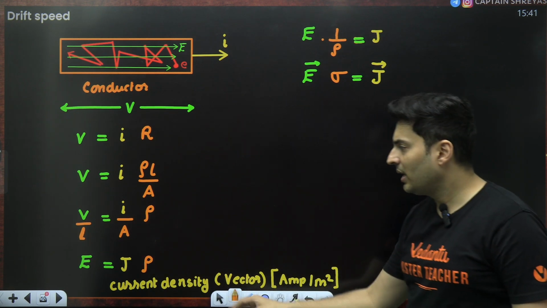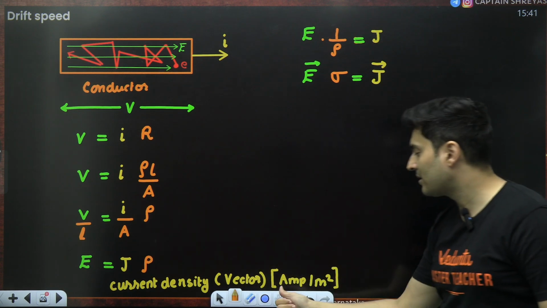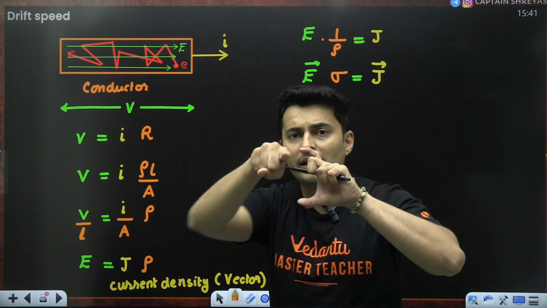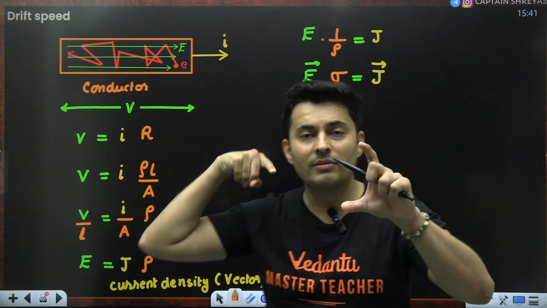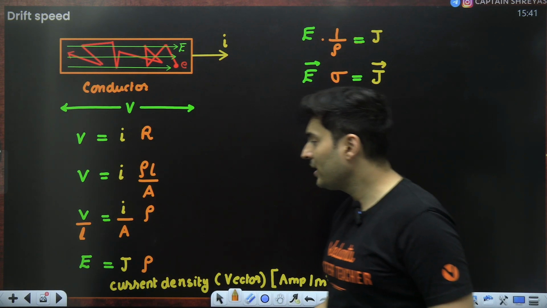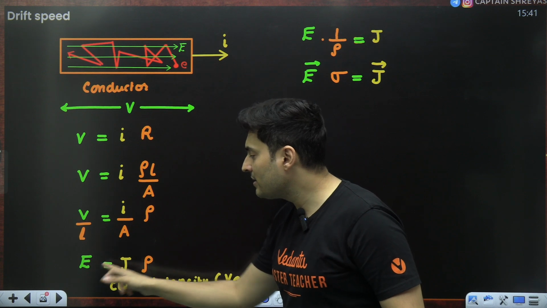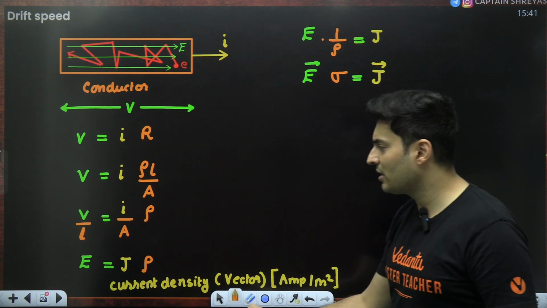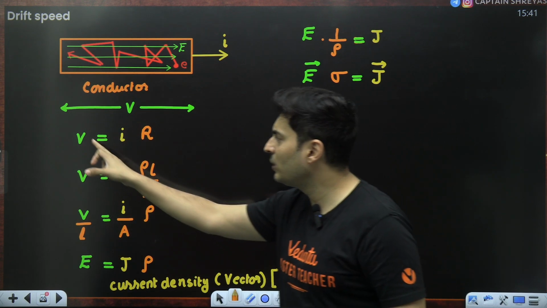The unit of it, obviously, is ampere per meter square. And it is a vector quantity. Whichever direction the current goes, that is the direction of the current density vector. Keep that in mind. Okay, so that's why you get this formula. E is equal to J rho. But you can do one small modification in it. This is very similar, by the way, to V is IR.